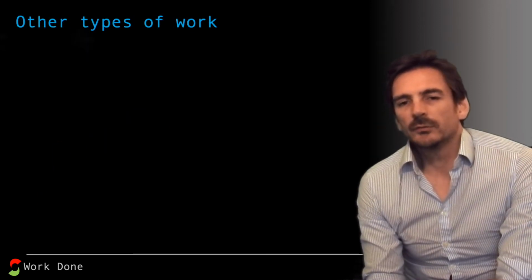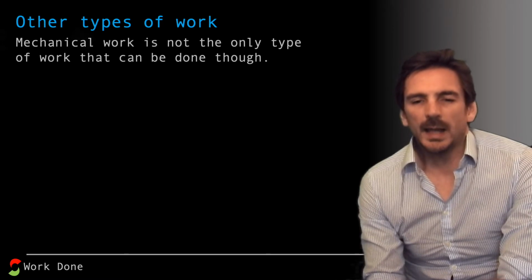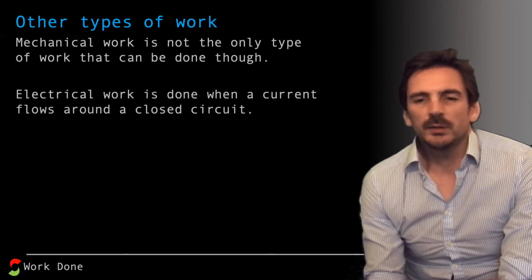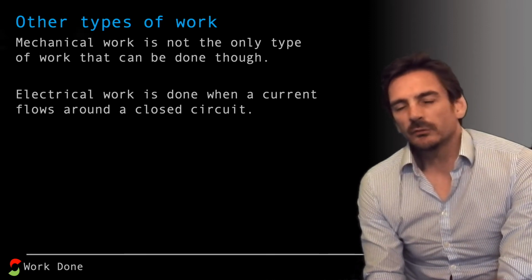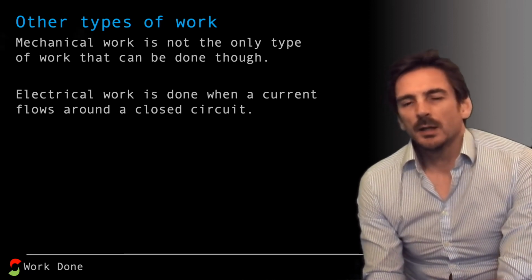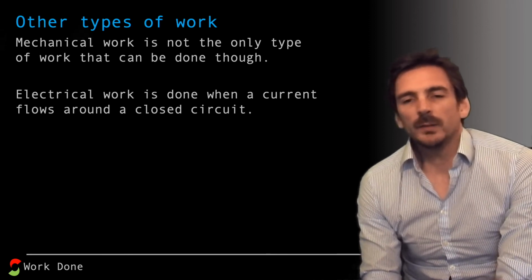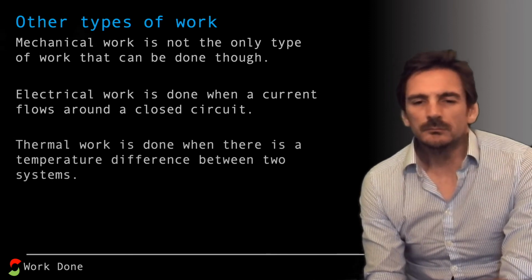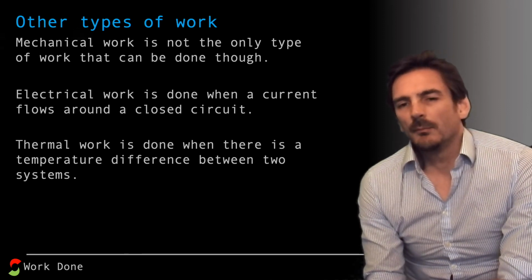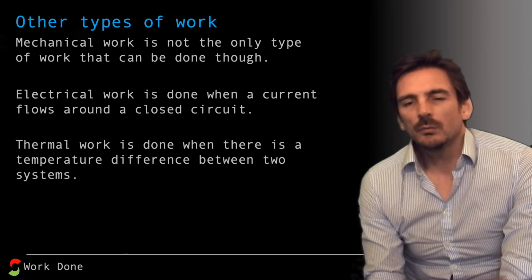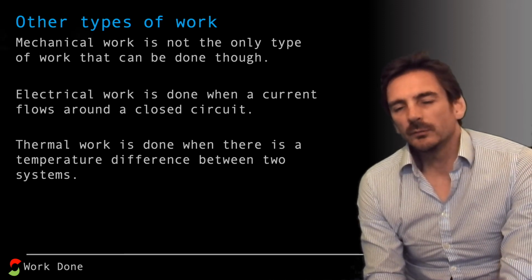So there are other types of work, as well as mechanical work. One of the main ones that we deal with is electrical work. So anytime there's a circuit, then we would say that electrical work is being done in the circuit. And anytime there is heating or cooling taking place, then we also say that thermal work is being done.